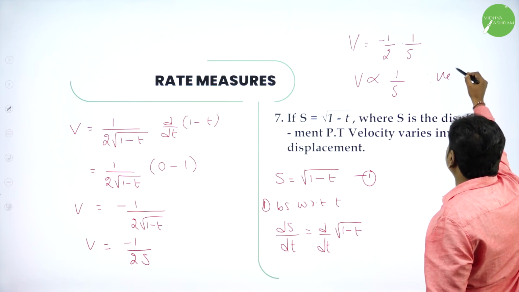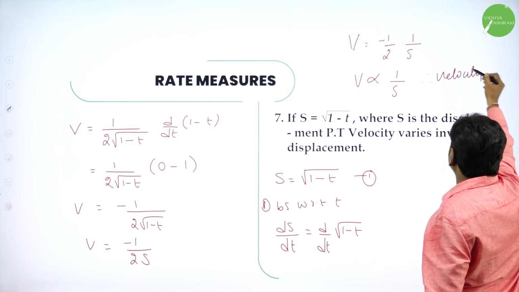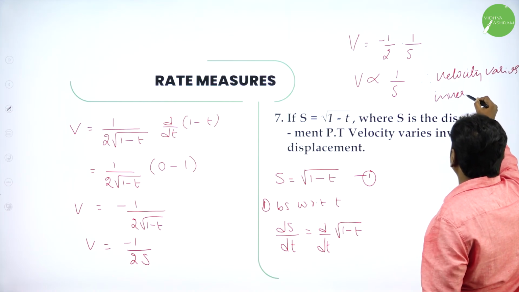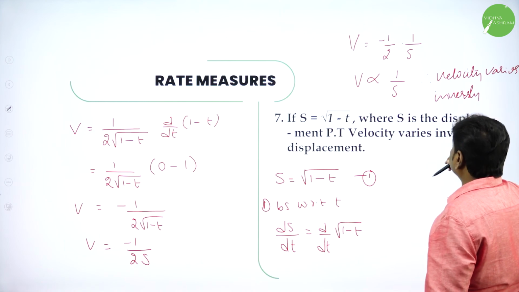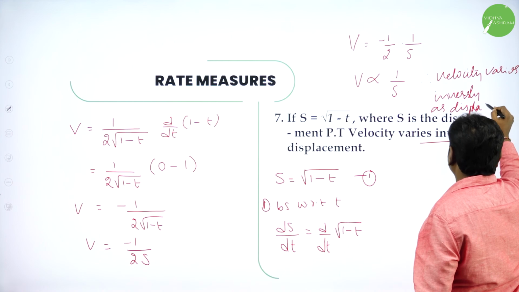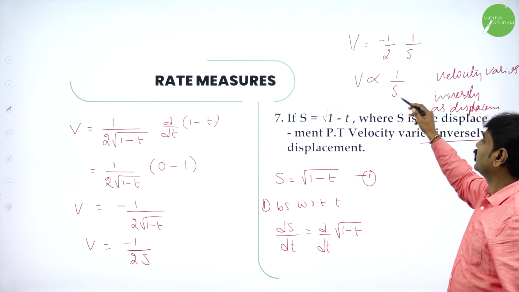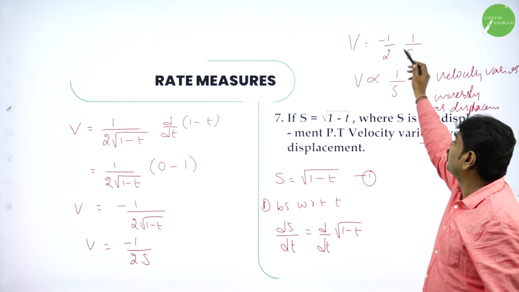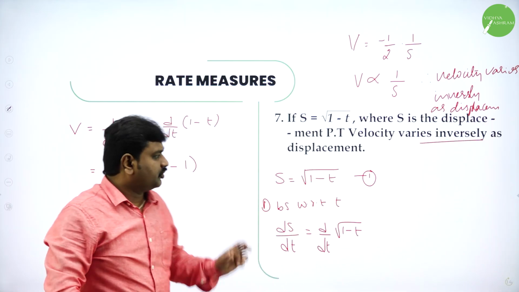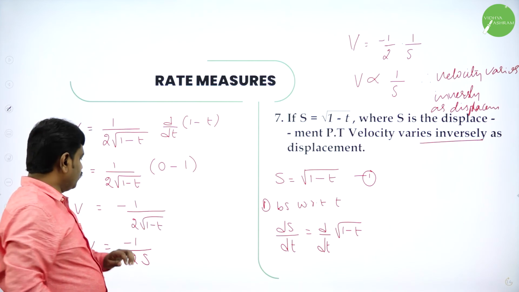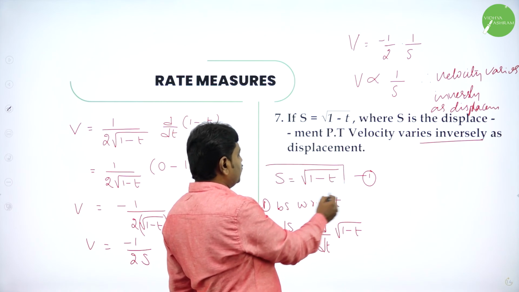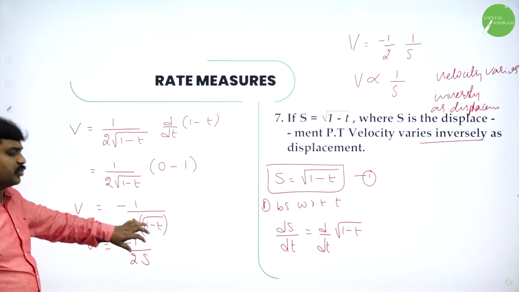Therefore velocity varies inversely as displacement, because v is proportional to 1 by s. V is in numerator, s is in denominator, remaining is constant. If you remove the constant, we say proportionality. So just we have to substitute the value of root of 1 minus t. Here you have root of 1 minus t. What is root of 1 minus t? S. So in place of root of 1 minus t, I am putting s, that's it.